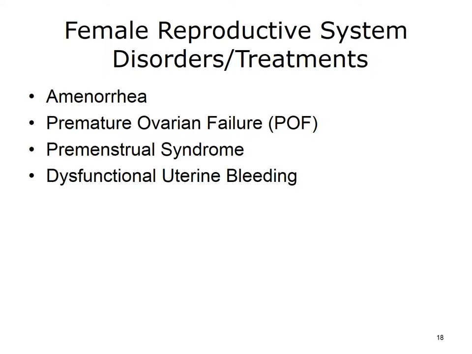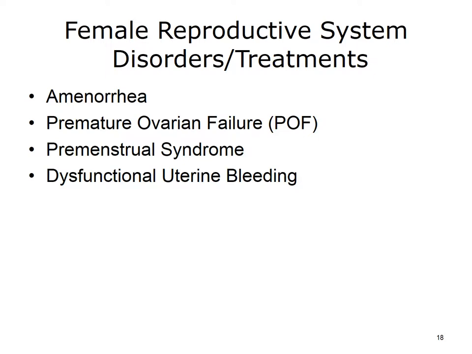Amenorrhea occurs when a woman does not begin menstruation by age 16, or she experiences an absence of menses for 3 months and is not pregnant. Amenorrhea is not a disease, but a symptom of a disorder.